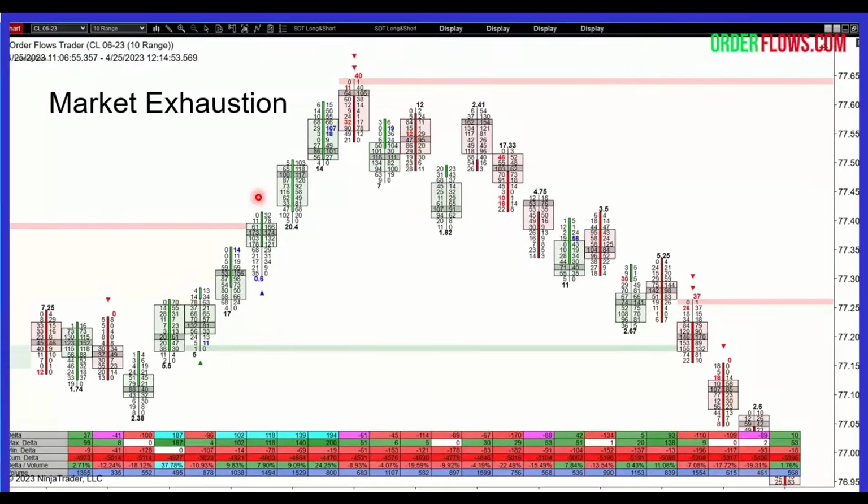Okay, crude oil. The market's going up, you got your exhaustion print. You hit your high up here, you got your exhaustion print. 1 contract trades, 1 contract trades, 1 contract trades. These are at the top of the bars, right? The market's going up, everyone's excited. Well, we're going to go higher. We're going higher. We're not. And the market sells off.